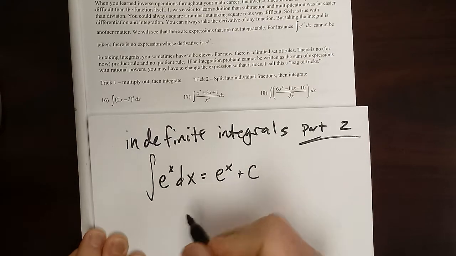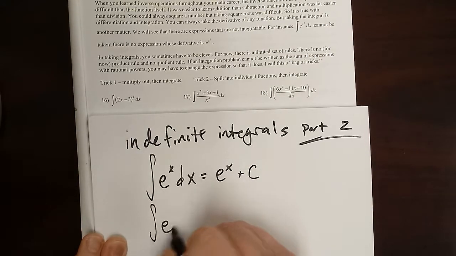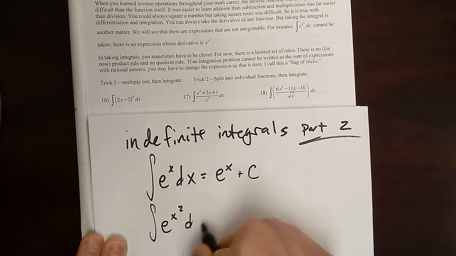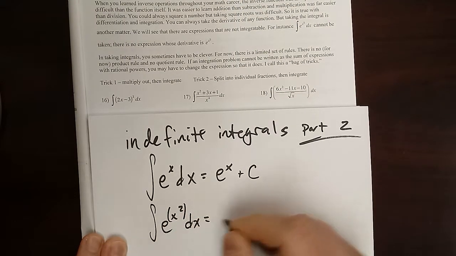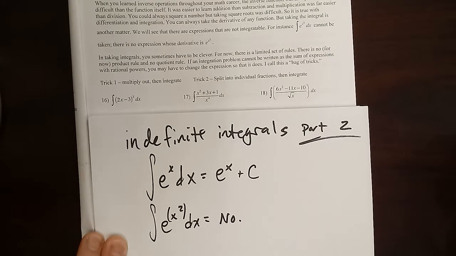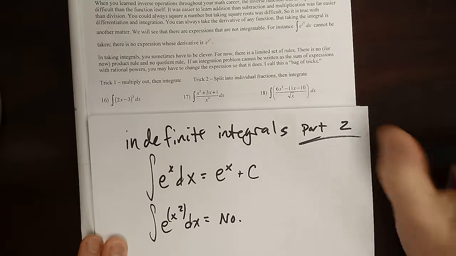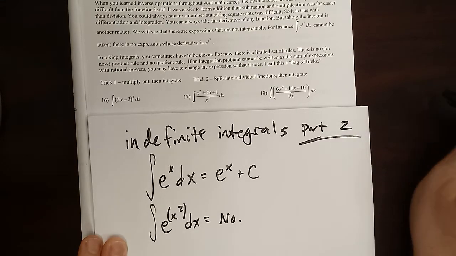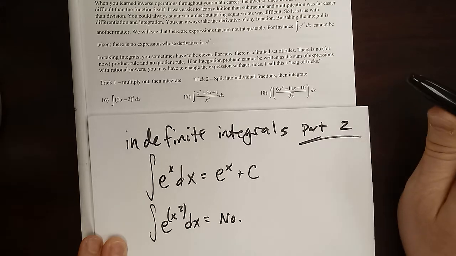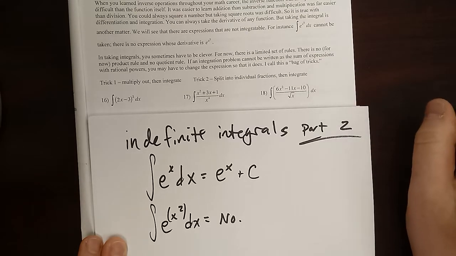So there's another special integral, the integral of e to the x squared dx. And it turns out that we can't do this integral. So you are going to come across things in integrals that don't have answers. It almost never happens in this course, but it is possible.